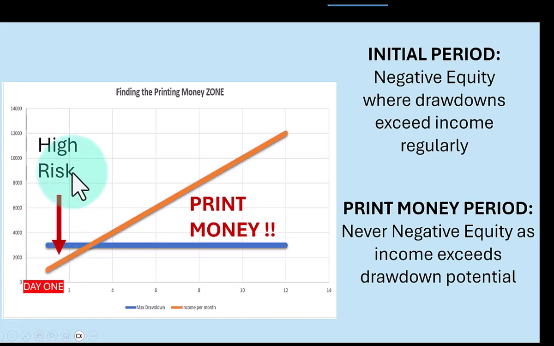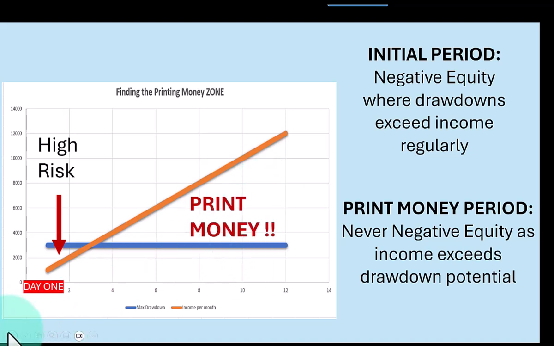And just to remind you again, if you start trading the hedged EA, you will be at day 1. You will not be at day 220, and you will have to wait about 60 days, or sometimes it's a month, where the income exceeds the maximum drawdown level. Only then do you get into this print money level. But once you're there, traders will tell you it is the most fantastic thing.